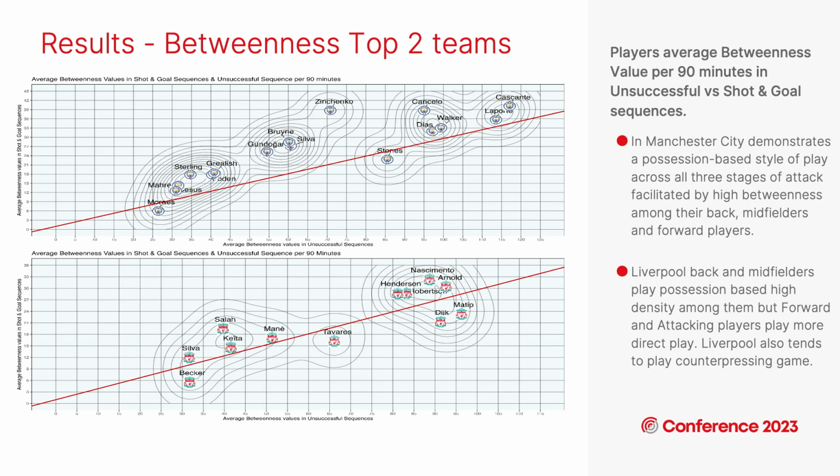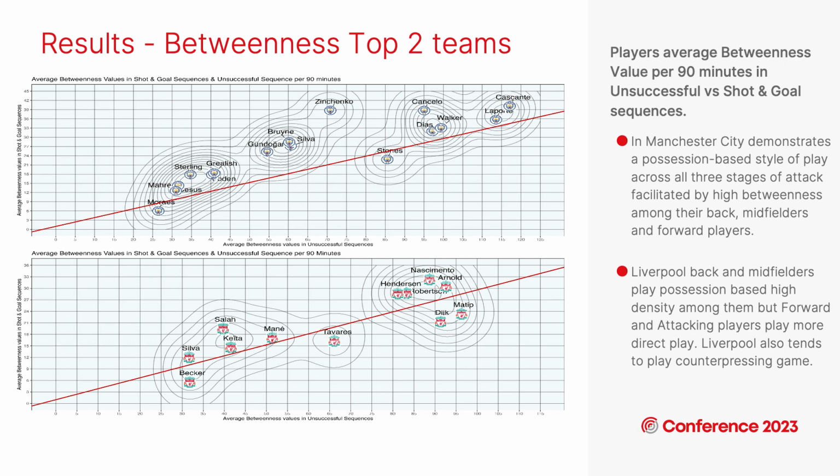Here it's very important because Manchester City demonstrates a possession-based style of play across all three stages. We can find the back players on the far right, then we have midfielders, and then the forward players at the end. This also shows that there is a higher betweenness, meaning density of play, among their back players and midfielders.